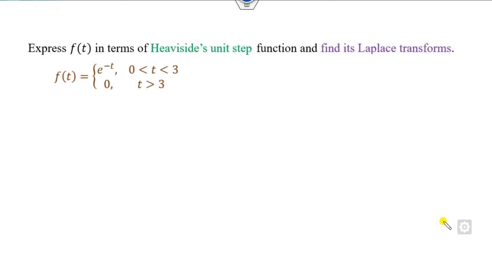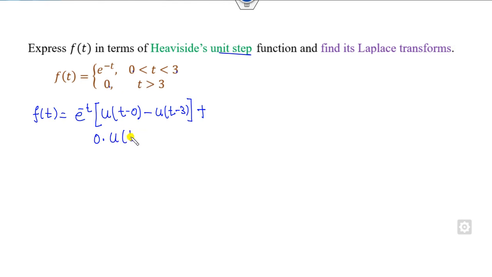Look at the second example. First thing is you have to write it in the unit step function. So how can I write that? e raised to power minus t u of t minus lower limit minus upper limit, fine, plus 0 into u of t minus 3. I can open this bracket: e raised to power minus t u of t minus e raised to power minus t u of t minus 3. This is the expression of the unit step function.